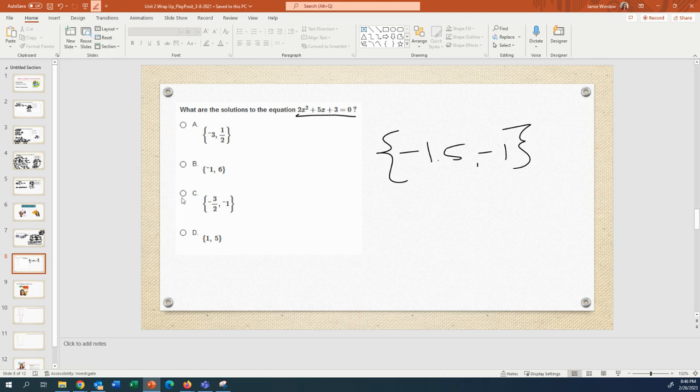So let's just find the one that has that. It's not this one. There's no negative 1. There's no negative 1. And here it is. So it's just written as a fraction. We know 3 halves is the same as negative 1.5. 3 halves is 1 1/2. The answer is C.